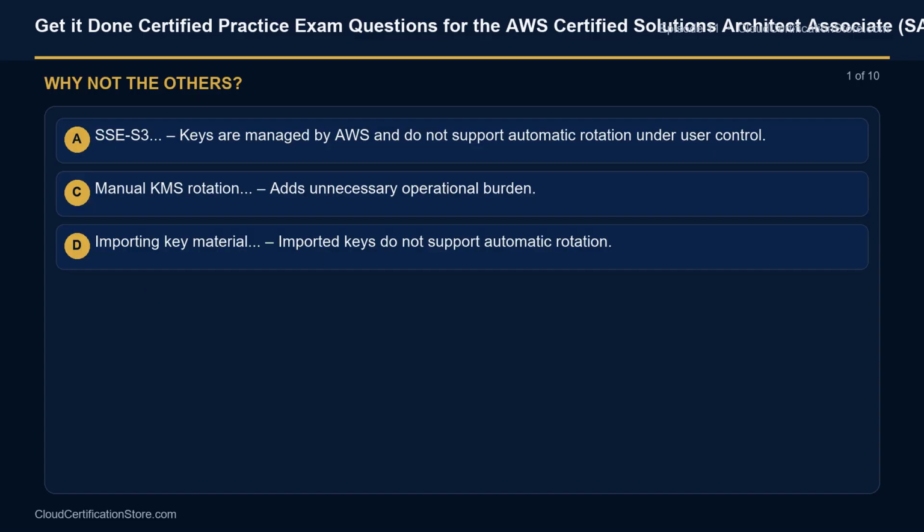Why not option A? SSE-S3 keys are managed by AWS and do not support automatic rotation under user control. Why not option C? Manual KMS rotation adds unnecessary operational burden. Why not option D? Importing key material. Imported keys do not support automatic rotation.